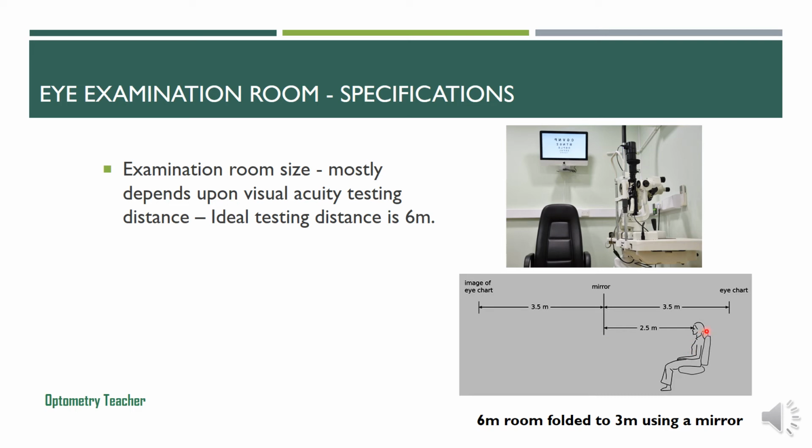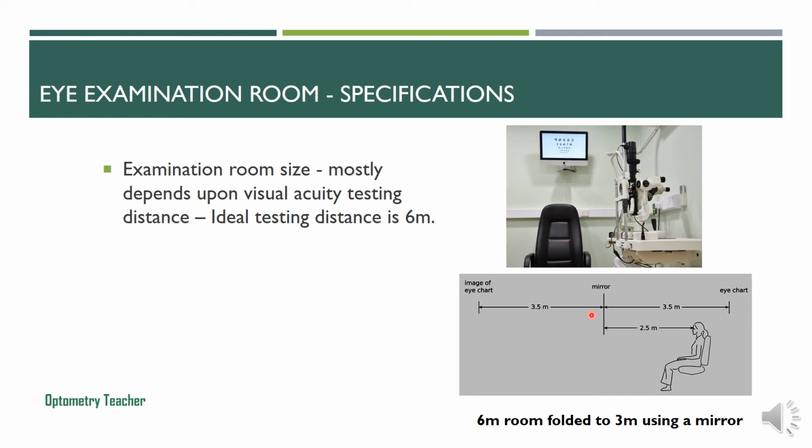So if this distance is 3.5 meters, you can make this distance 2.5 meters, so effectively the distance becomes 3.5 plus 2.5, that means 6 meters. You do this kind of mirror arrangement if you're using a visual acuity chart that is designed to test the visual acuity at 6 meters.